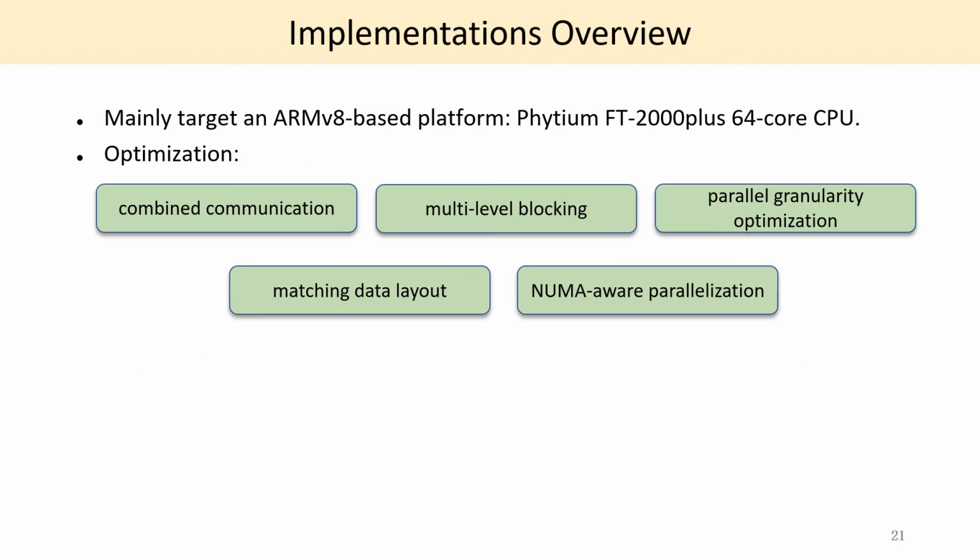As for implementation, we mainly target an ARMv8-based platform, the FT 2000 plus 16-core CPU, and use the following optimizations: combined communication, multi-level blocking, parallel grid granularity optimization, mesh data layout, and NUMA-aware parallelization. In the next part of the experiment, we will test the impact of NUMA-aware parallelization.